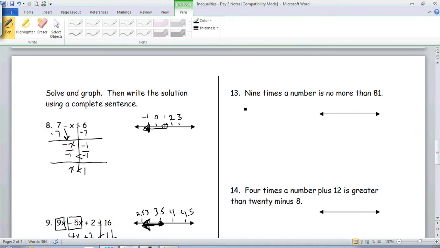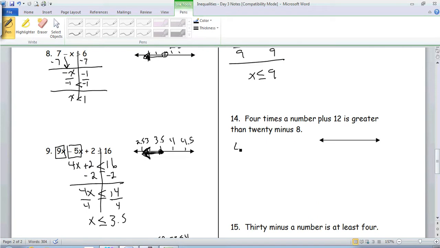Alright, 9 times a number, so that's 9x, is no more than, so that means it could be less than and it could be equal to 81. So when I draw my circle, I've got the equal sign right here. So I'm going to fill that in. It's pointing to the left. I'm going to draw it to the left.